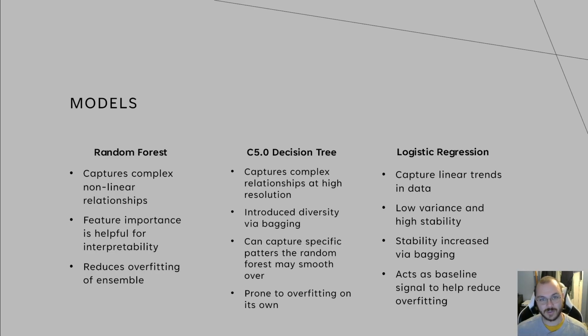The logistic regression model is also going to help reduce the overfitting because it's going to act as a baseline for all the linear trends in the data. It's got low variance, it's very highly stable, and that stability is increased even more via the bagging and bootstrapping that is being done. So that's going to really act as a baseline signal. So anywhere that the random forest and the decision tree maybe overfit at the same time, right? They overfit together in a certain area, or a certain relationship becomes very important to both of the tree models, the logistic regression is going to smooth it right out.